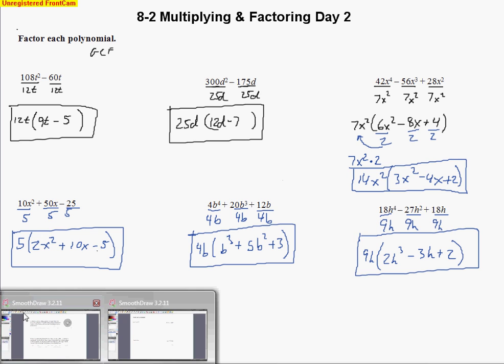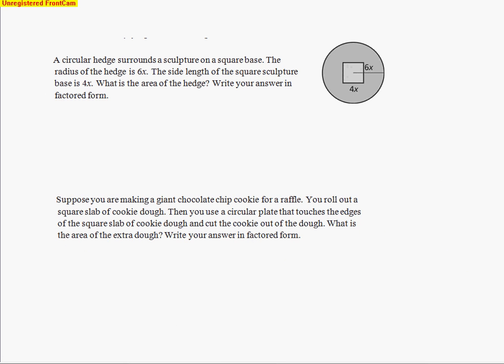Now let's take a look at the next type of problem we see. So over here we've got a circular hedge that surrounds the sculpture on a square base. So the sculpture is right here, and it says that the radius of the hedge is 6x. That's what it shows here. So from this dot right here, from the center of the circle to the curve of the circle is 6x. The side length of the square is 4x. And since it's a square, all sides are the same. And it says, what is the area of the hedge?